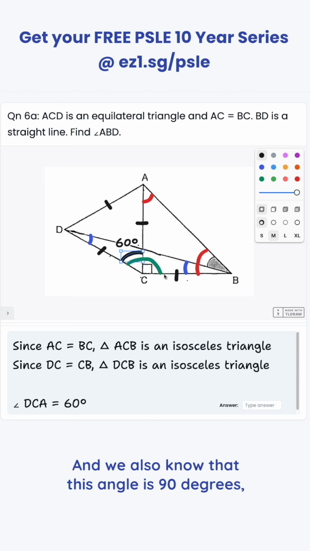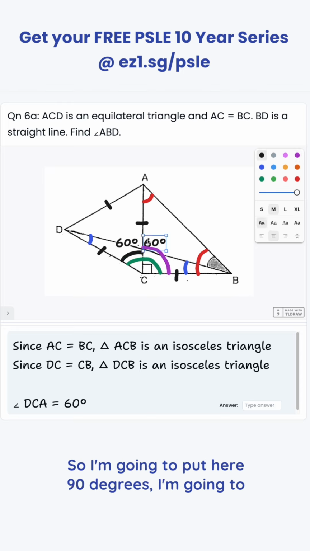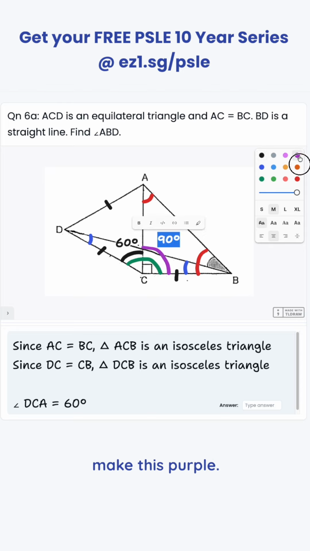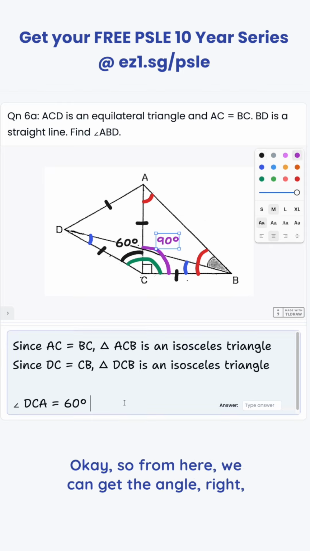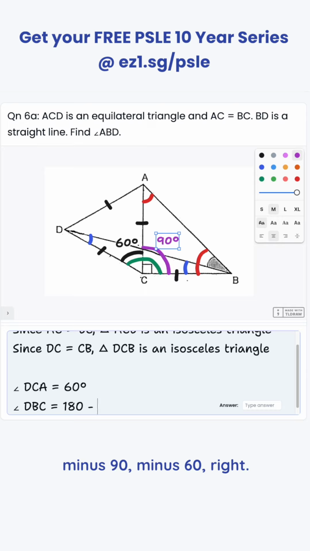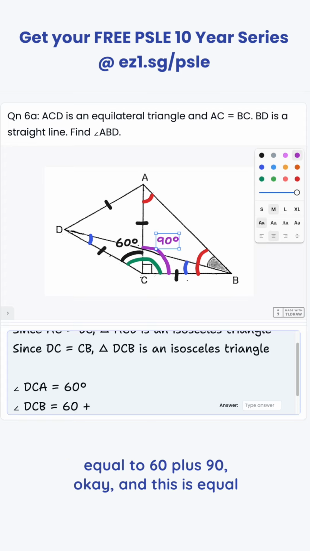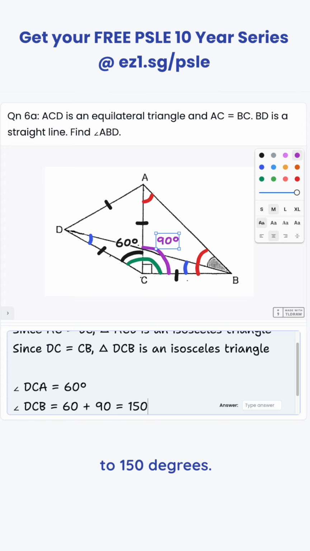We also know that this angle is 90 degrees because there's a right angle over here. So I'm going to put another color, and make this purple, 90 degrees. From here we can get angle DCB, which is equal to 60 plus 90, and this is equal to 150 degrees.